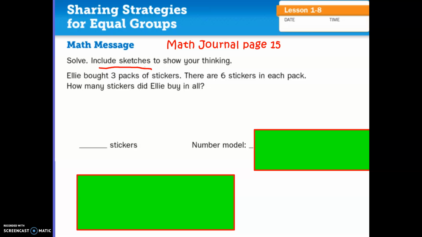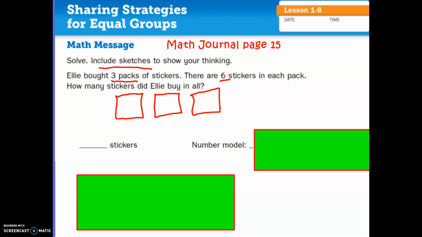Now, these pictures do not need to be fancy-pantsy that Mr. Myers is going to hang them up in an art museum. They're not talking about those kinds of sketches or those kind of pictures. Something like this. Let's look at the problem again. Ellie bought 3 packs of stickers. Okay, so I'm going to draw pack 1, pack 2, pack 3. There are 6 stickers in each pack.